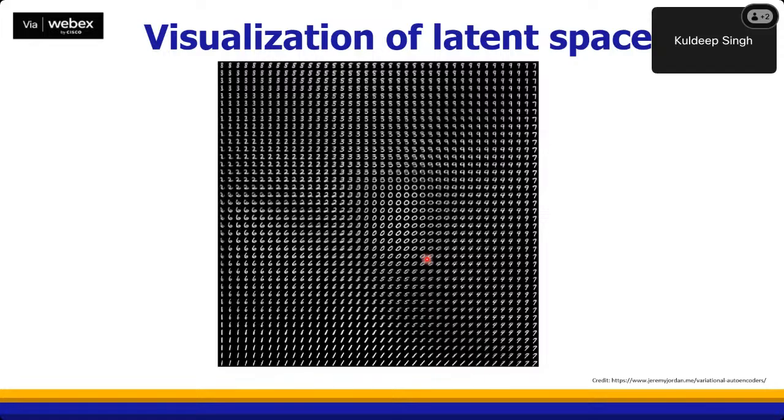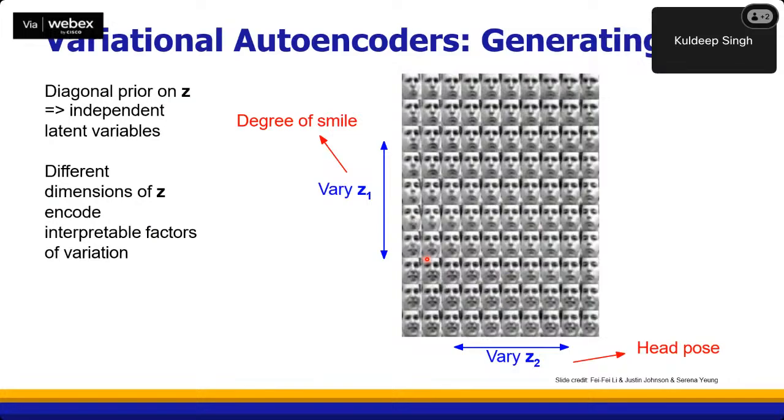Now, this is another application here for the facial images. You can see here, let's say Z1 is representing the degree of smile, and Z2 is representing the head pose, whether it is tilted in one direction or another direction.